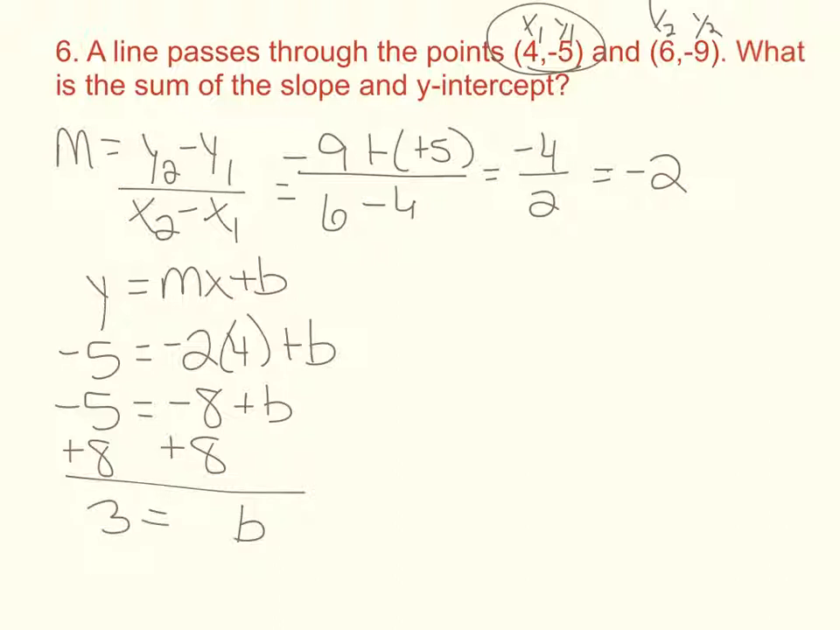Now, they said to find the sum of the slope and the y-intercept. Well, so that means we're going to find m plus b, right? So -2 plus 3, I get 1. I look, and that appears to be answer C.